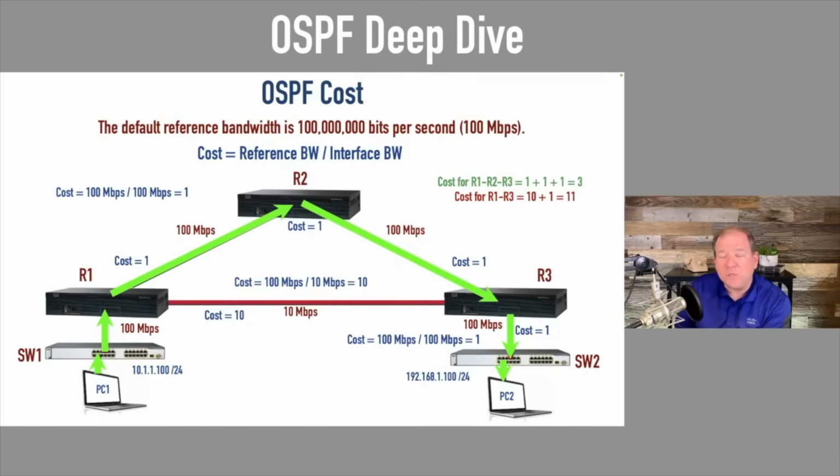That's the way that OSPF, by default, does its cost calculations and its route selection. However, here's the issue. What if I had a gig link? You tell me, chat it in. What is the cost of a gig link by default with OSPF? Go ahead and chat it in.